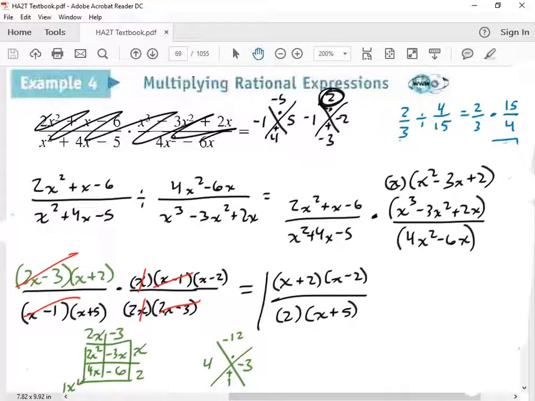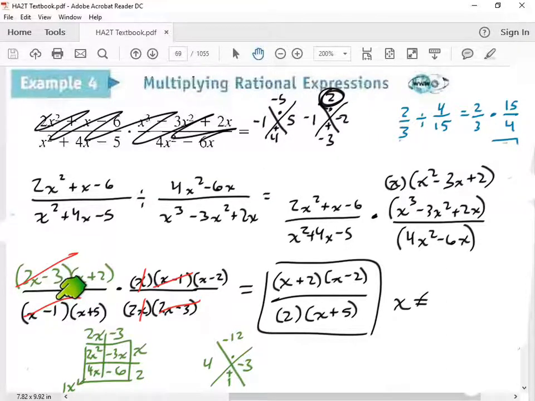Now, this answer is correct, but we also need to make sure we always write down what x cannot equal. All right, so what can x not equal? We got to go to our original problem, all the way back to where we started, and we look at the denominators. Look at this denominator right here. What are the factors of that denominator? Right here, right?